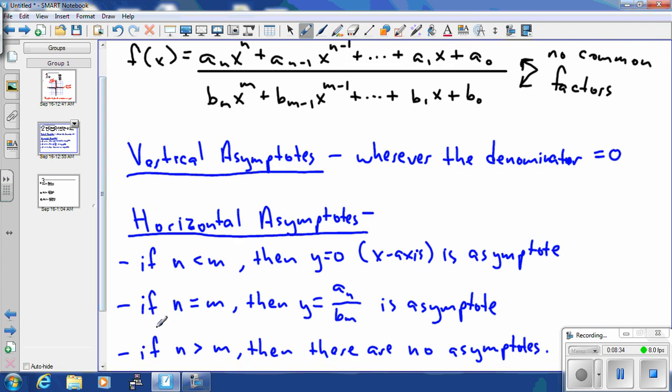And the last one, if n is greater than m, that means the numerator is a higher powered polynomial than the denominator, then there is no asymptote. We can do long division and simplify it that way. But there are no asymptotes in that case.